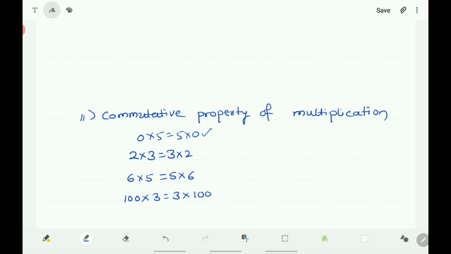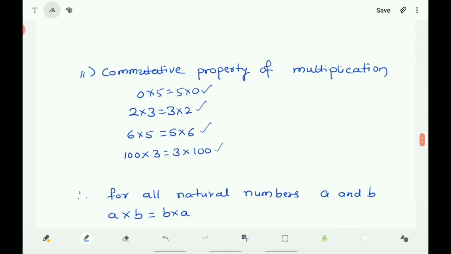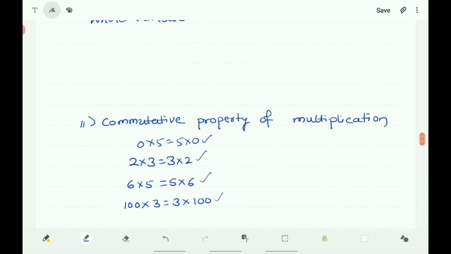And you know that 2 into 3 is equal to 3 into 2, 6 into 5 is equal to 5 into 6, 100 into 3 is equal to 3 into 100. That we have already done here. Therefore what you can conclude is that multiplication is commutative for all whole numbers.